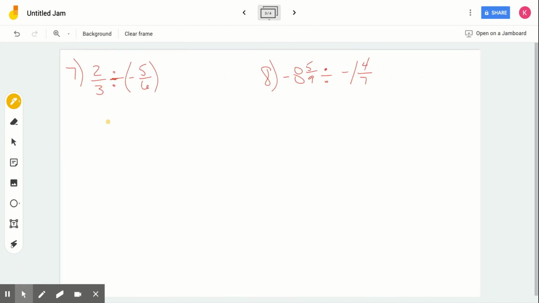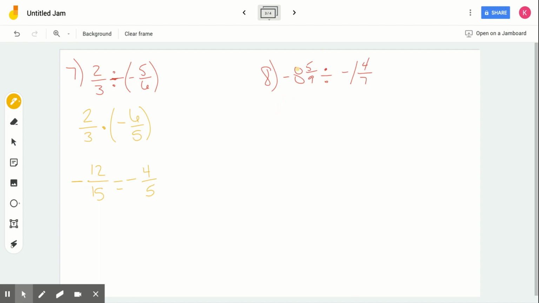Now with number 7, again, rewriting the problem as multiplying by the reciprocal. 2 times 6 is 12. 3 times 5 is 15. Positive times a negative is a negative. 12 and 15 can both be reduced by 3. 12 divided by 3 is 4, and 15 divided by 3 is 5. So our final answer here would be negative 4/5.